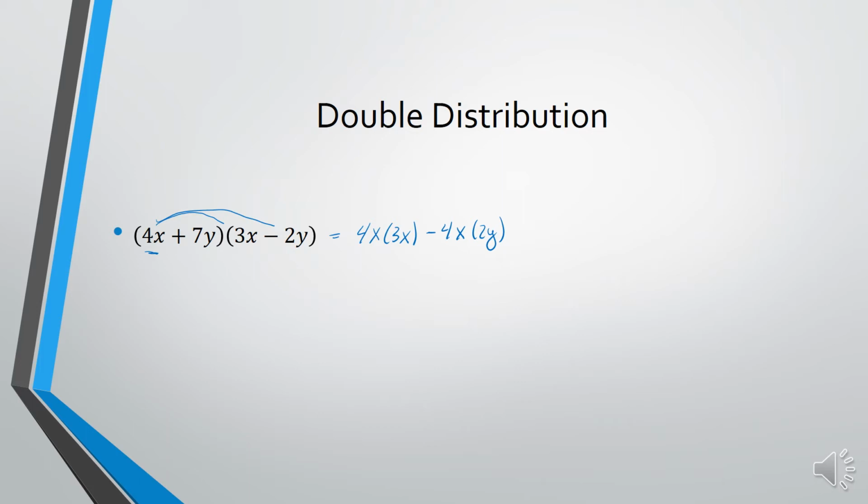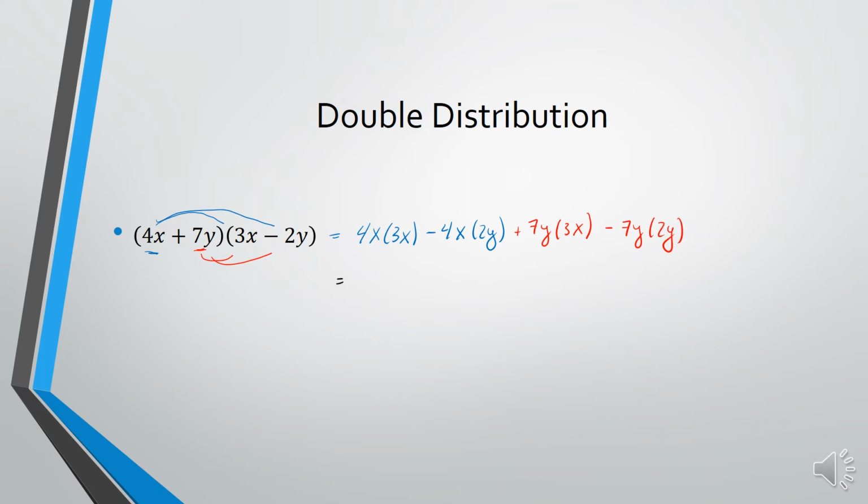I'll do the second one in red. Now we're going to distribute 7y. So it'll be 7y times 3x minus 7y times 2y. You might have learned FOIL before. This is exactly the same thing. We're just calling it double distribution.